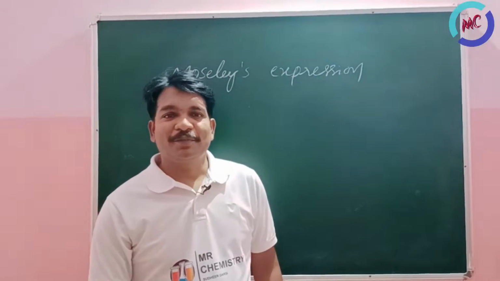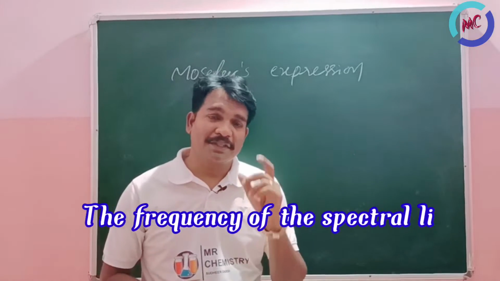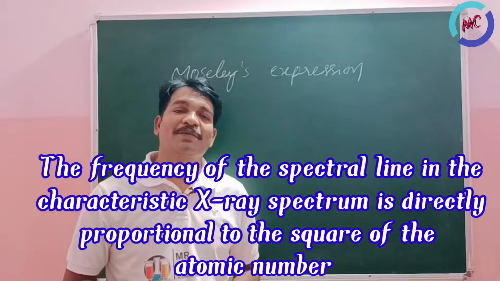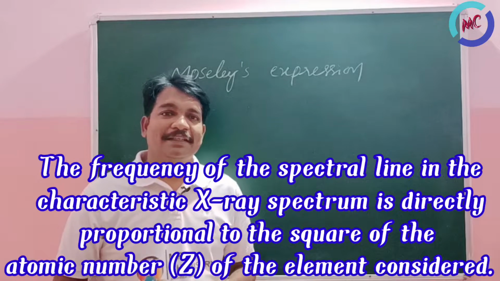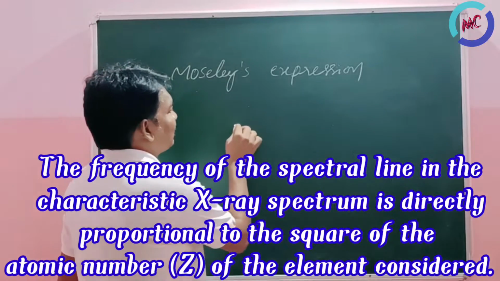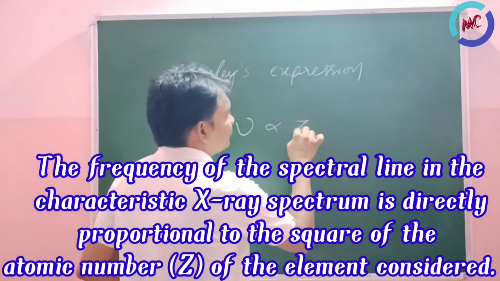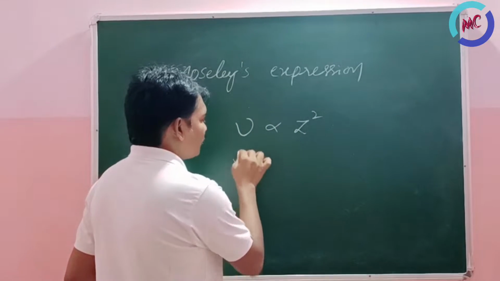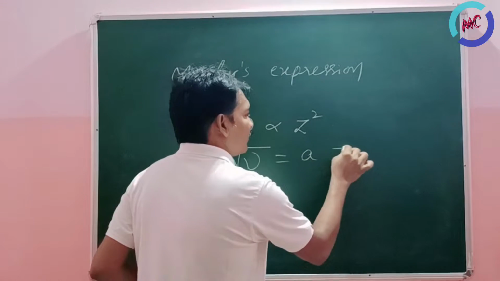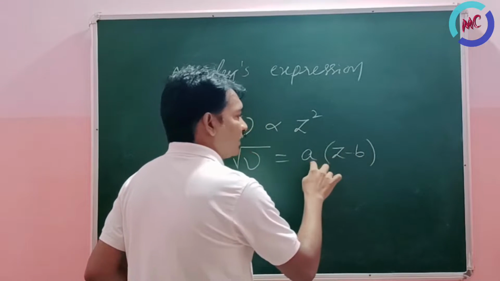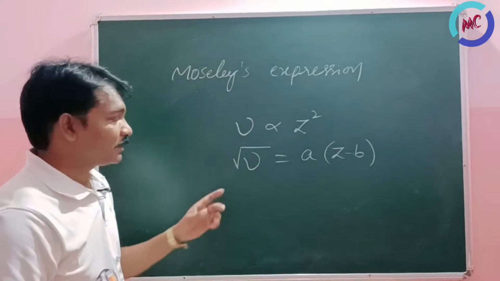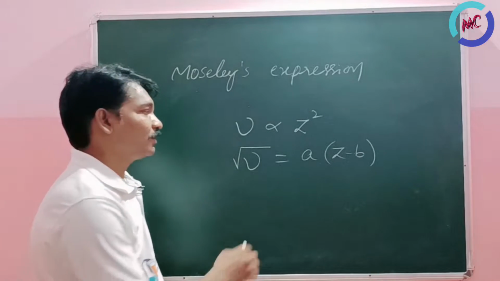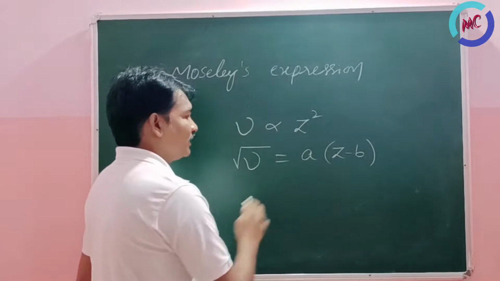According to Moseley's expression, the frequency of the spectral line in the characteristic X-ray spectrum is directly proportional to the square of the atomic number of the element considered. See here, Moseley gave the expression nu is proportional to Z square. To equalize both sides, he used constants. Here A and B are constants, and these constants have definite values for a definite element. Every element has its own fixed values for A and B.